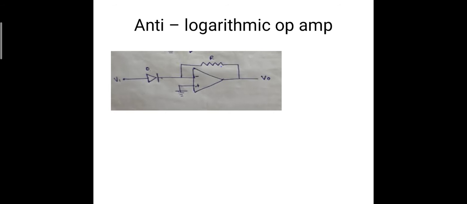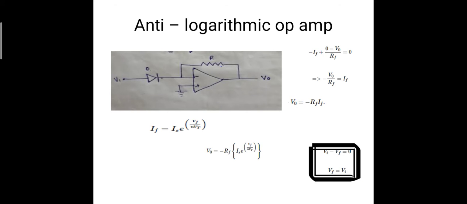a resistance. So on applying Kirchhoff's law at the node, we get If is equal to minus V naught by Rf. So same, we are going to talk in terms of output. So V naught is equal to minus Rf into If. We saw in the logarithmic op amp, we get If is equal to Is e power Vf by nVt. So on substituting this, we get V naught is equal to minus Rf Is e power Vf by nVt.